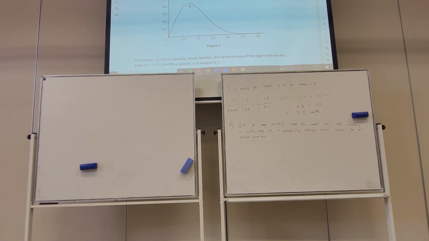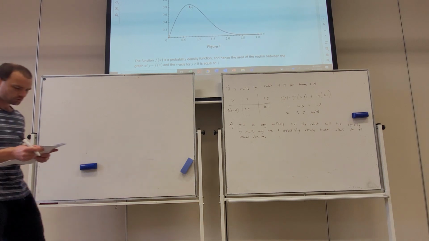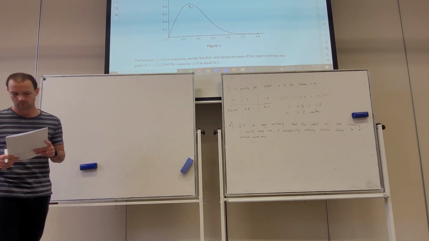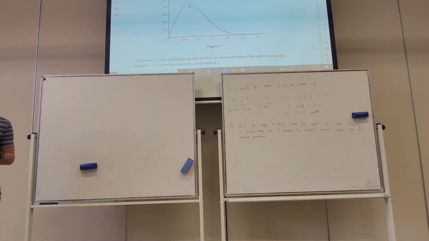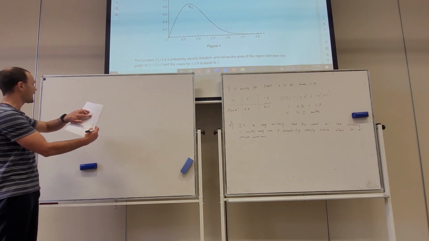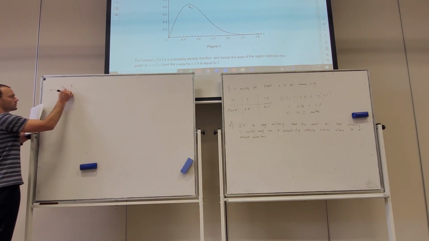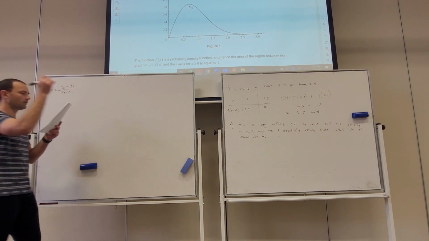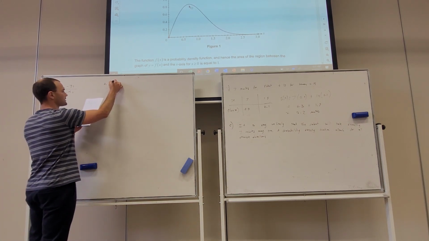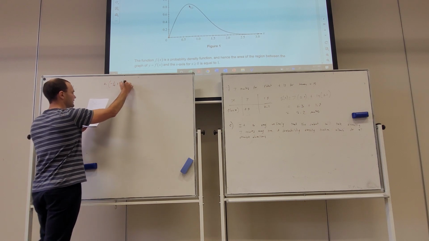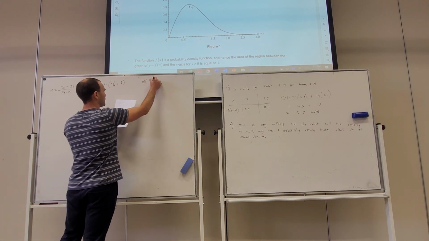Okay, question 4. Figure 2 shows the graph of the function f(x) = 9/(2x^2 + 1). A chord is shown on the graph between the points A and B. Find the slope of the chord AB. So it wants us to find the slope of the line between A and B. Slope is y2 take y1 on x2 take x1. Now we've got two coordinates there. We've got A, which is minus a quarter and 8, and we've got B, which is 1 and 3.